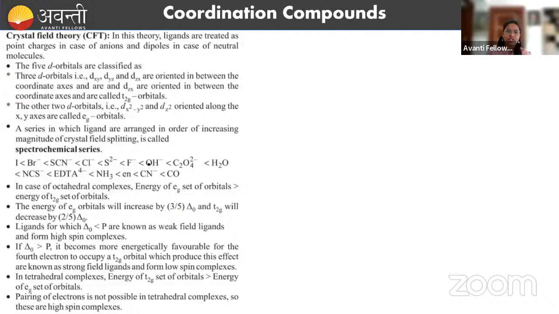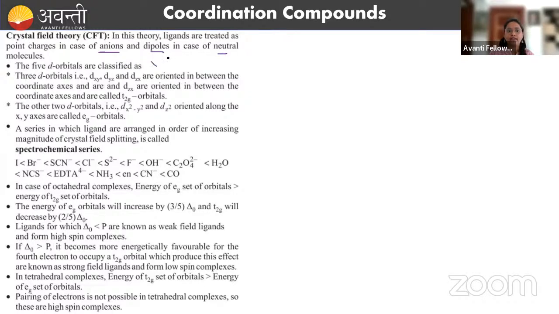Next, CFT, that is crystal field theory. So this theory actually tells us that the metal and ligands act as point charges. In valence bond theory, we saw that electrons come into orbitals and bonding forms in that way. But in crystal field theory, we are going to talk about how our ligands are like point charges. If they are anions, they are negatively charged point charges. In case of neutral ligands, they will be dipoles.